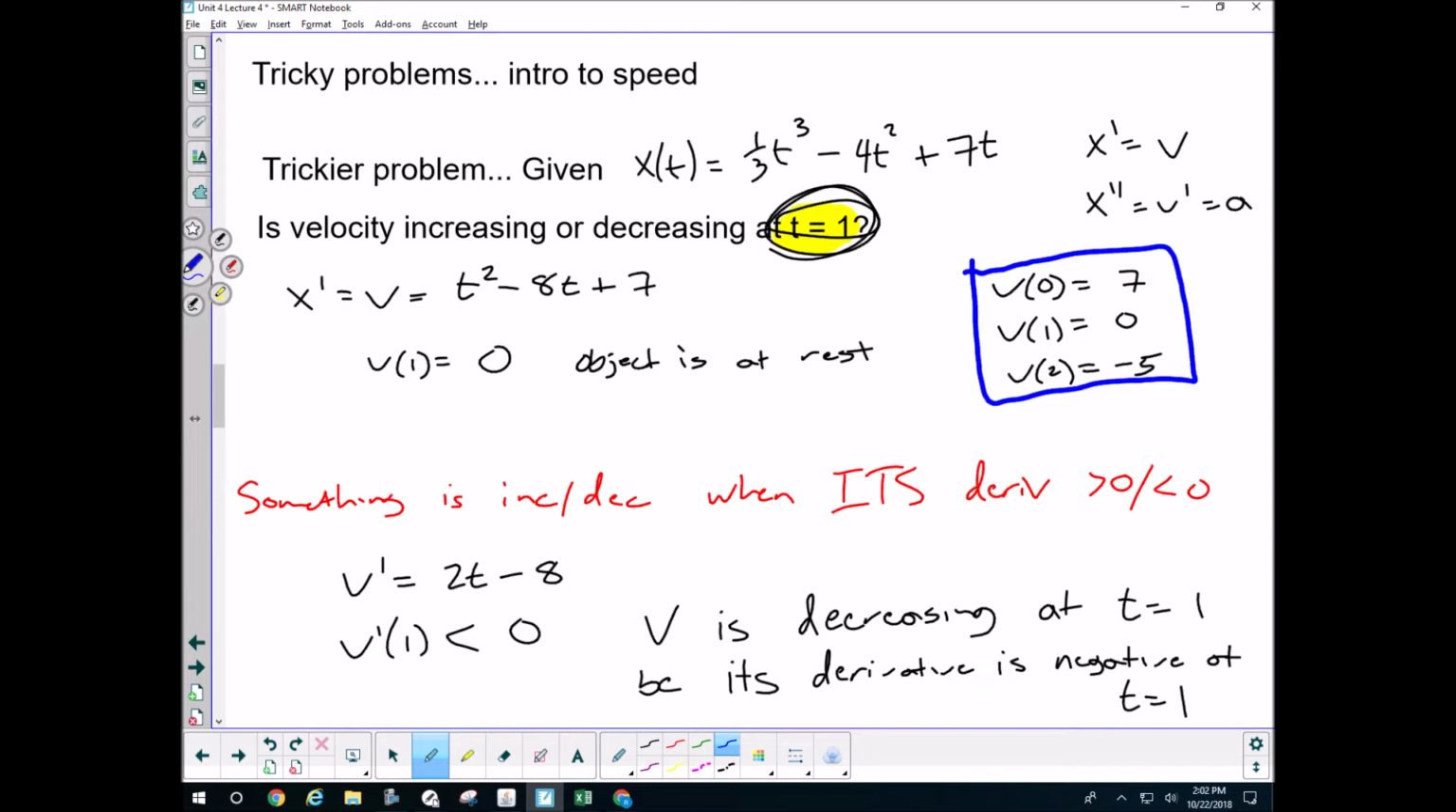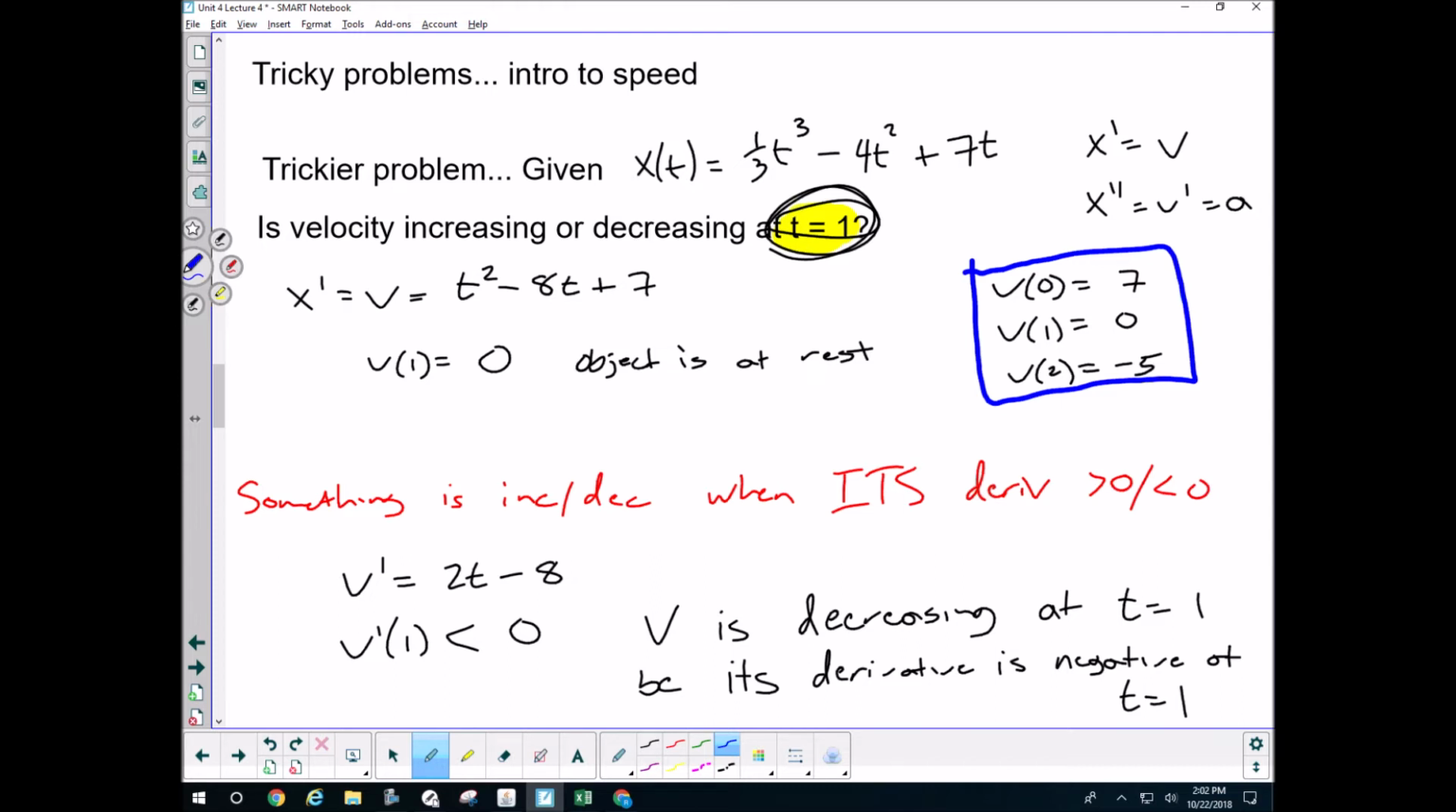Why wouldn't I accept this? Well, why not? Why isn't that the right thing? I'm showing 7 to 0 to -5. I think the values are going down. I got the same answer, right? But why is this not acceptable?